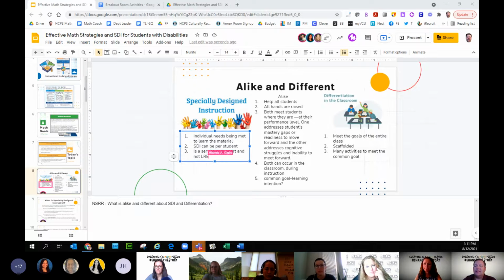And Ms. Mullins said, what is different is differentiation and scaffolding of skills for all students, and SDI is unique. That's similar to what Dina had mentioned in the initial comment, so I'm glad we're thinking the same thing there. And Alex also said both can occur as an alike in the classroom during instruction. That's interesting. We might talk about that a little more today. Great feedback, great conversation there.